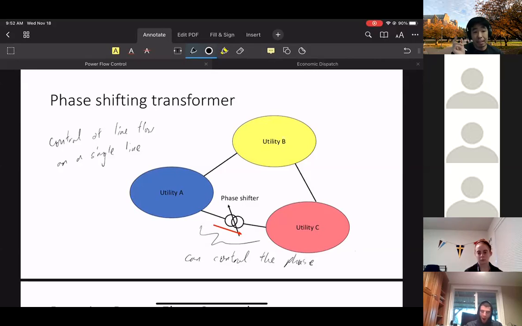Okay, and this is not often used. There are a few phase shifters in the system, but it's not often used. And the reason is it's just not easy to make a phase shifter. It's not terribly easy to do this. So for you guys, can you think of a way to shape the phase, shape the angle on the line? Let's say I really want to change the phase on a transmission line.